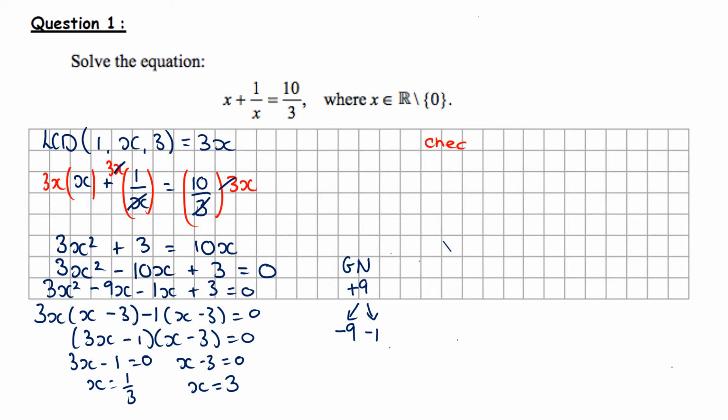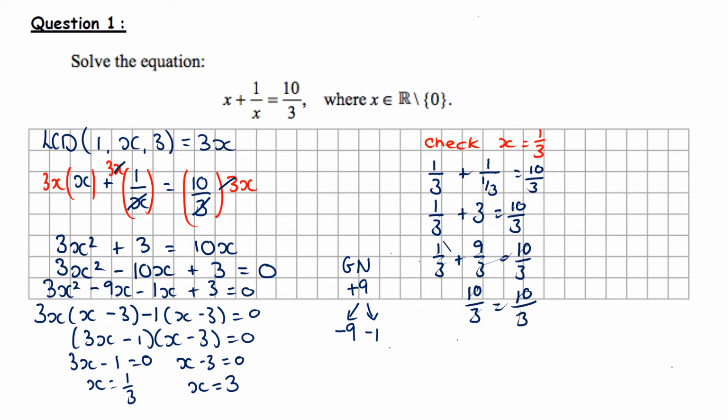The first one we're going to check is x equals a third. We take our original equation and sub in: a third plus 1 over a third is equal to 10 over 3. So we end up with a third plus 3 is equal to 10 over 3. That is a third plus 9 over 3 is equal to 10 over 3. So we get 10 over 3 equals 10 over 3, and we say that this is valid. So our first answer, a third, is valid.